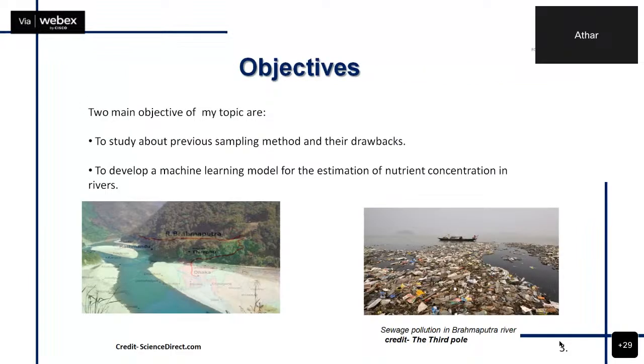So the two main objectives of my project are: the first one is to study the previous sampling methods and their drawbacks. The next one is to develop a machine learning model for the estimation of nutrient concentration in rivers.